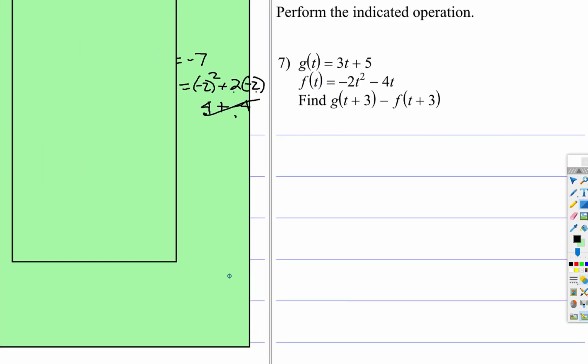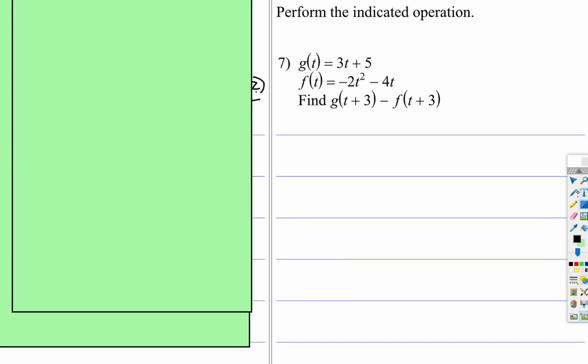Okay, now we have an entire expression. And I think the easiest way, so now we're subtracting, and instead of having a variable or a number, we have an entire expression. So everywhere you see a t, you can substitute t plus 3.